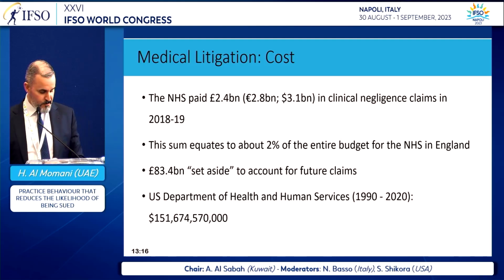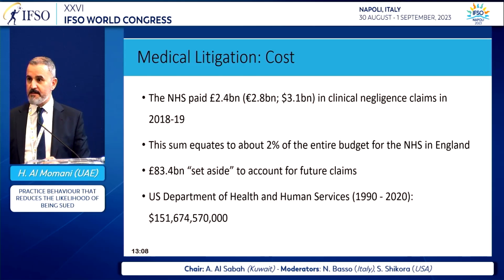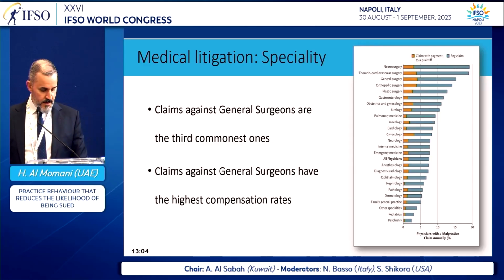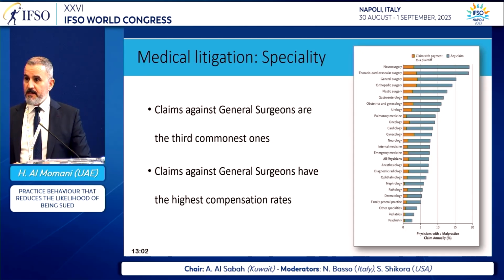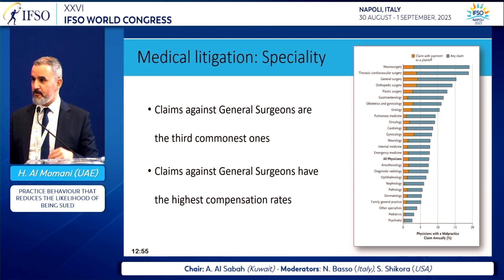And according to figures published by the US Department of Health, the cost of compensation between the years 1990 and 2020 is in excess of $151 billion. Our specialty is amongst the most sued specialties. Our specialty has the highest compensation rate. So our specialty is amongst those most likely to go to court or be settled out of court, and it's one of the costliest specialties.